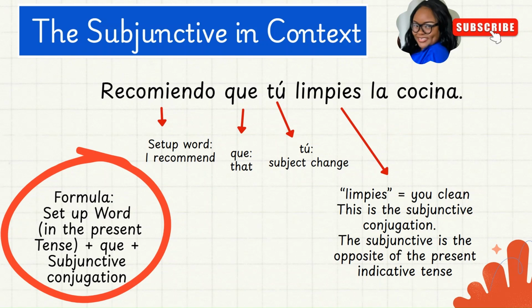Now that we've spoken about the setup phrases and words and what the subjunctive sentence would look like, it's time to talk about how to place the verb in the subjunctive conjugation. How do we form it? Let's jump right in. The first thing we're going to look at are AR verbs.